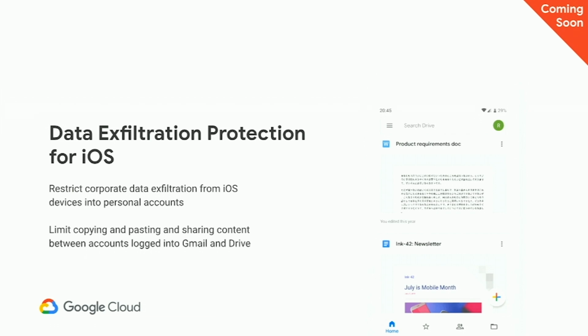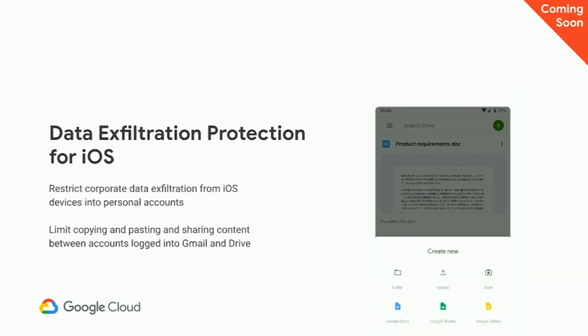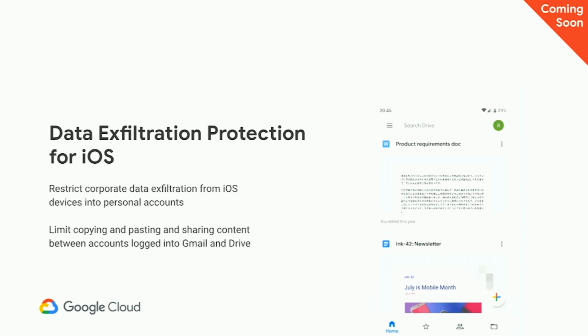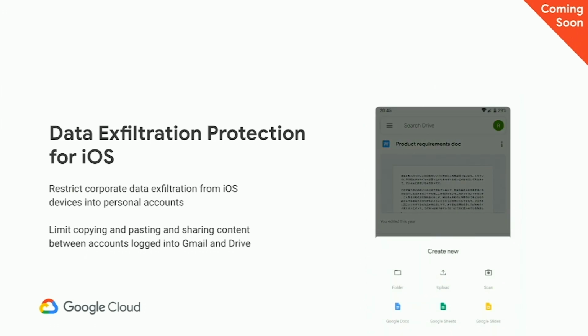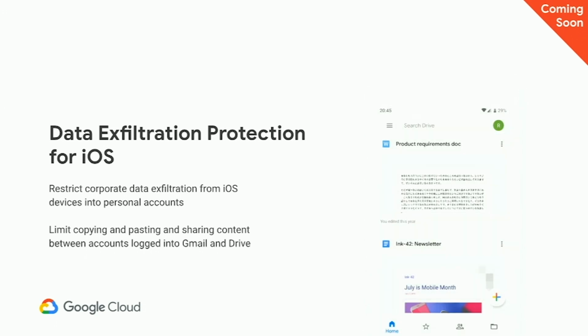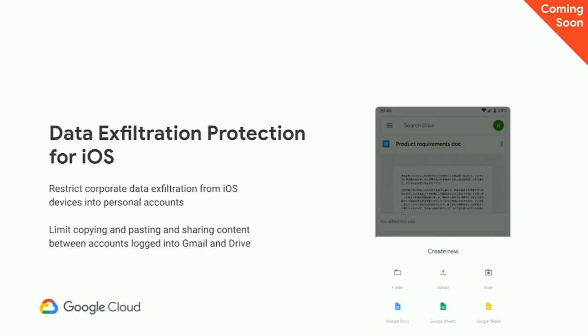It's not quite as easy to do that on iOS, but we recognize that a lot of our customers have a need to provide enterprise support on iOS. So one of the features that we will be launching soon, and have in testing now, is data exfiltration protection for iOS, which does things like restrict copy-paste between corporate and personal accounts on an iOS device. So watch for more announcements on this in the coming months throughout the year.